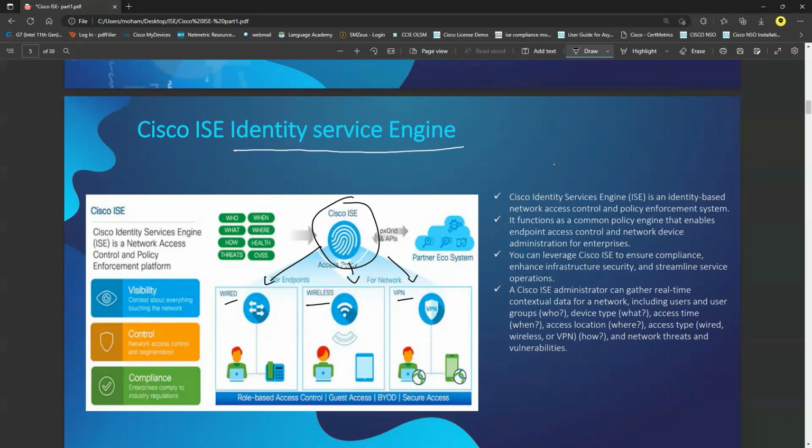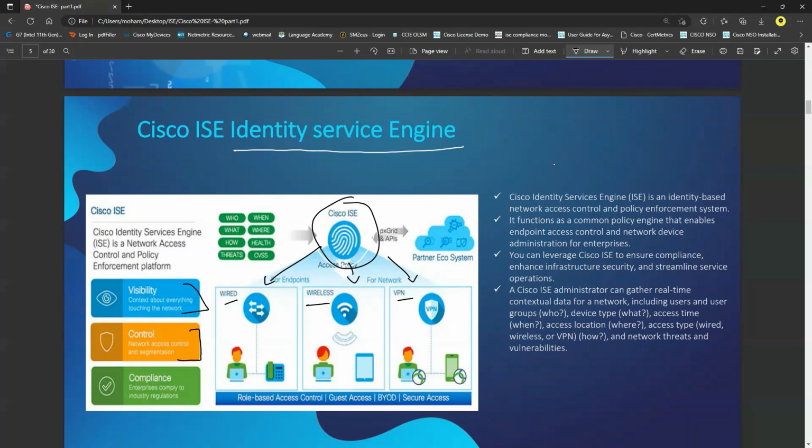Now this allows Cisco ISE to check for visibility, that is, what type of endpoint it is, which operating system it is running, and how it is trying to connect; and control, that is the NAC solution, network access control. So it will see that this is so and so user and is only allowed to so and so services. And compliance, so it will also look at whether devices are vulnerable or not when they are onboarded on the network.